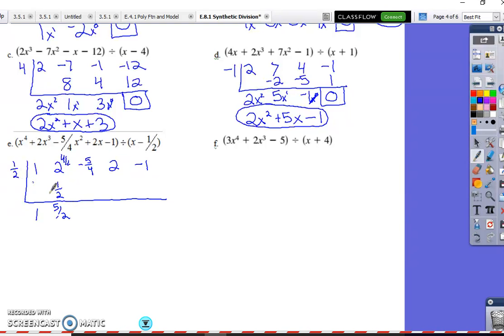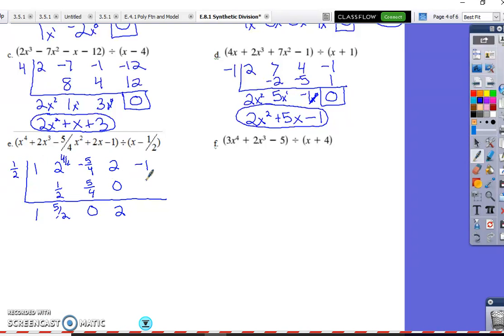5 halves times 1/2. When you multiply fractions, multiply the tops, multiply the bottom. So tops is 5, bottom is 4. So we get 5/4. It's kind of nice that those match up. So add those together, you get 0. 0 times 1/2 is still 0. 2 plus 0 is 2.